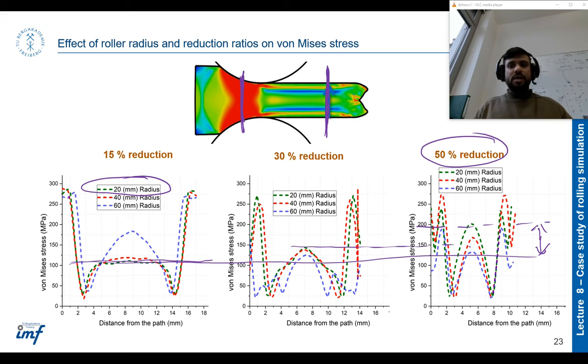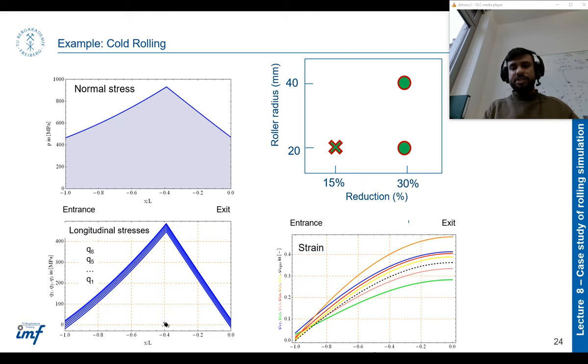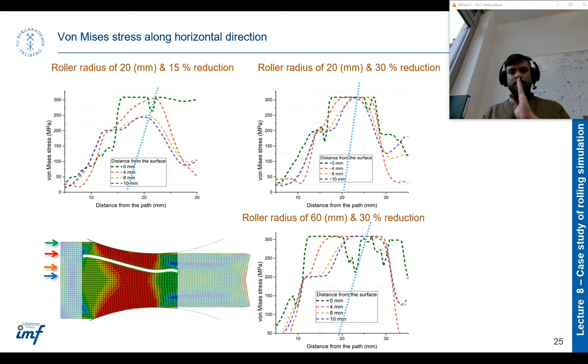So this is also some information which we were able to collect from our simulation results. Now we want to see the normal stresses and longitudinal stresses, and the amount of strain that we did was, instead of comparing all the simulations, we only compared these three simulations with 50% reduction, with 30% reduction, and 20% roller radius, and then these. So the results could be slightly less. And that's what we see here.